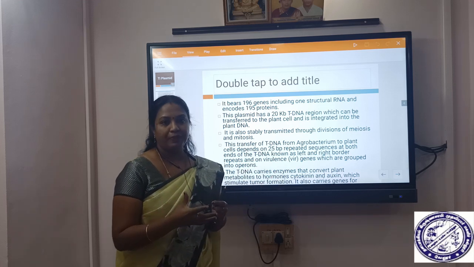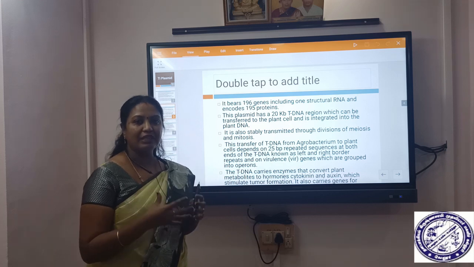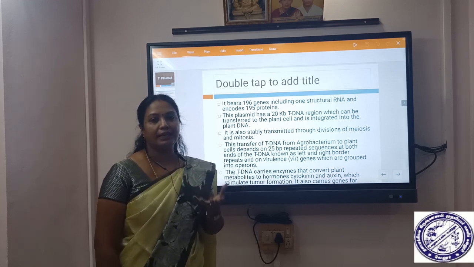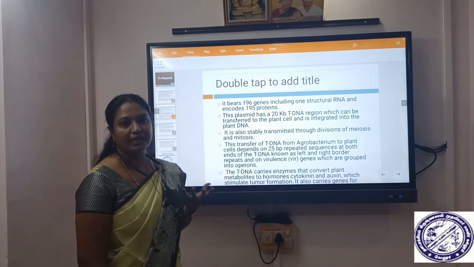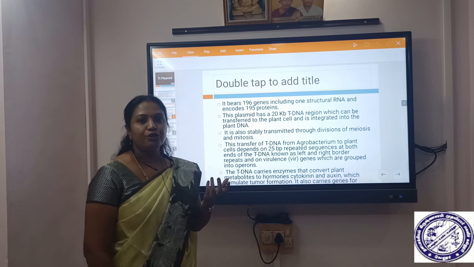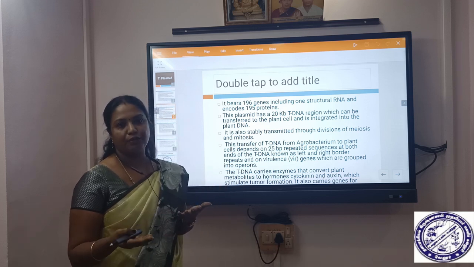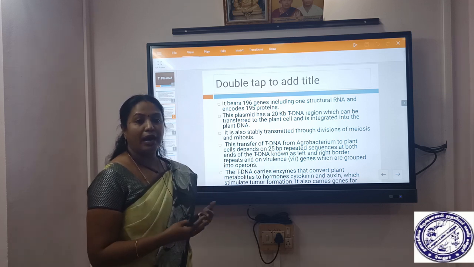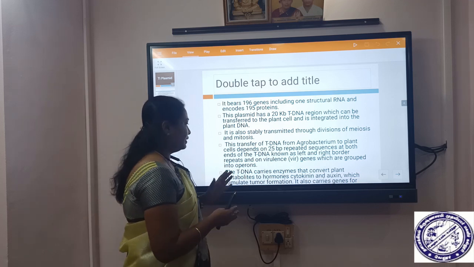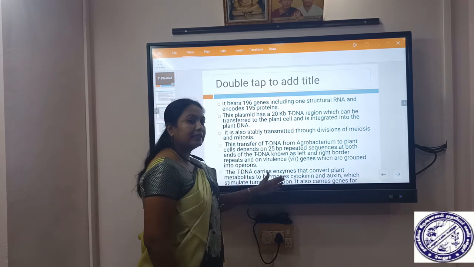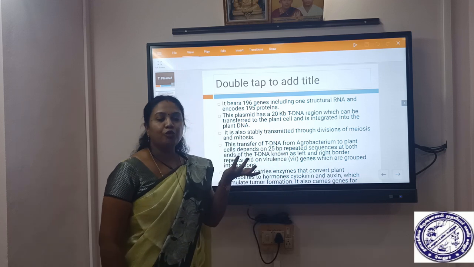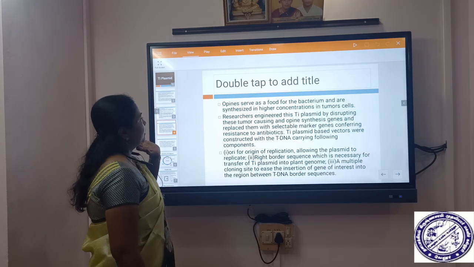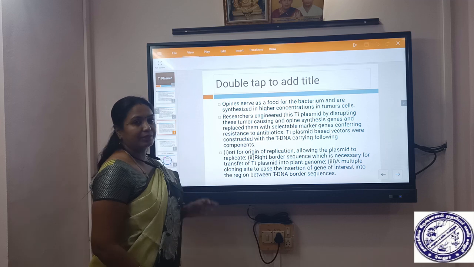How does the TI plasmid cause a tumor? The tDNA carries genes for enzymes that make certain plant hormones, the auxins and cytokinins. We all know that auxins and cytokinins are phytohormones which can cause abnormal cell growth. Because of this, when the tDNA enters the plant cell, a tumor is formed.